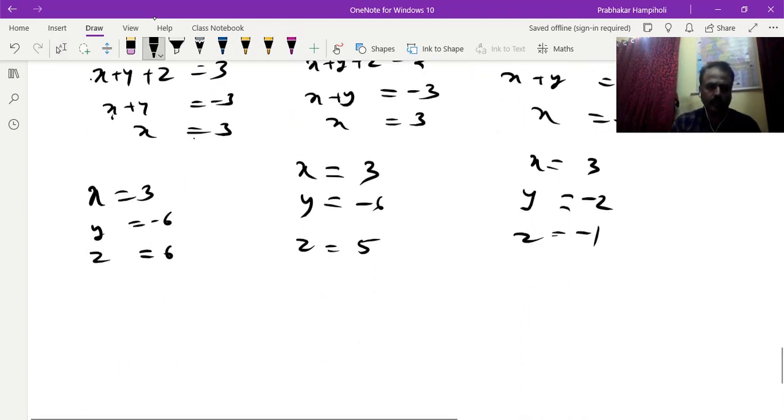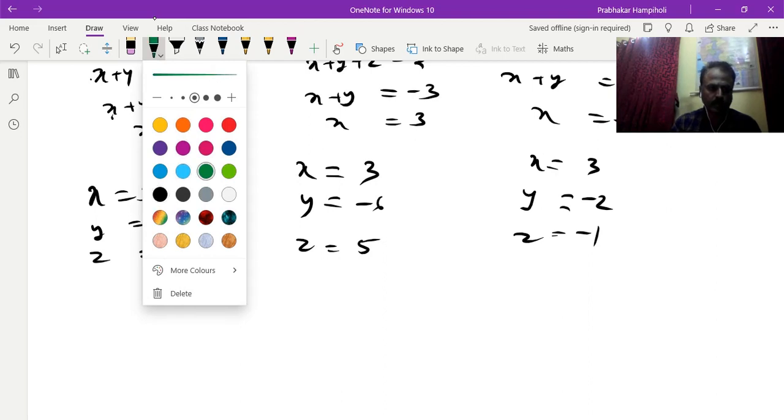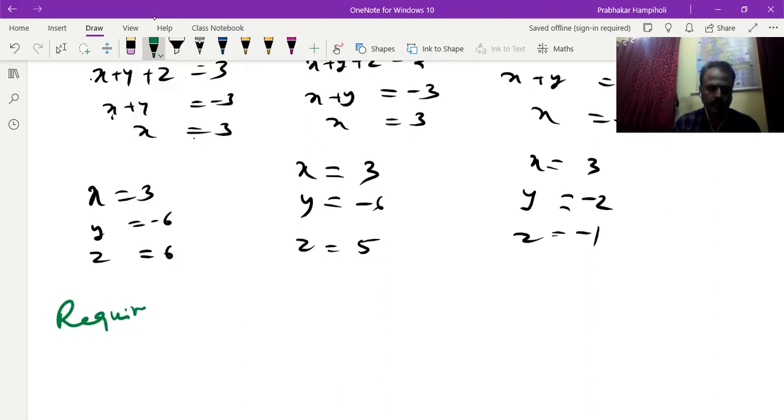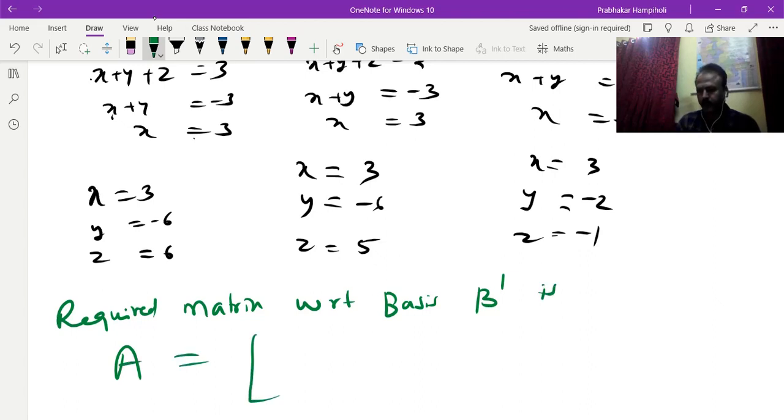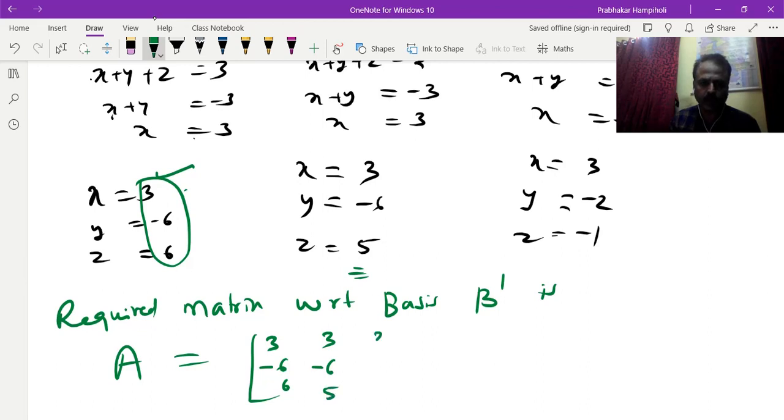Now the required matrix with respect to basis beta dash is A equal to, just observe carefully. The first solution, you write it as the first column. This whole thing, you copy paste, bring it here, 3, minus 6, 6. I think you can anticipate the second part, you write it as the second column. And the third part, you write it as the third column. With respect to the new base, this becomes the matrix.